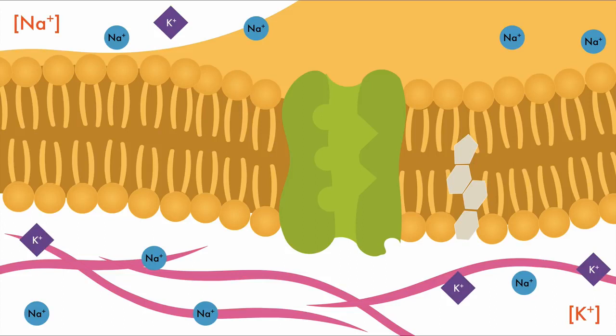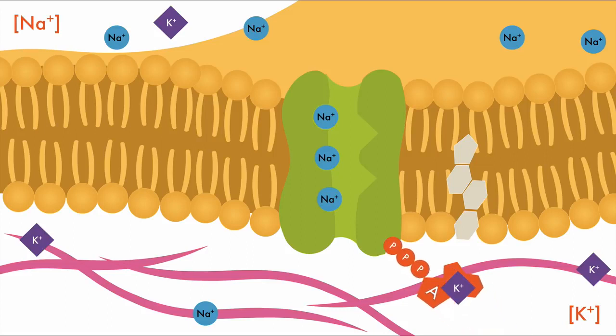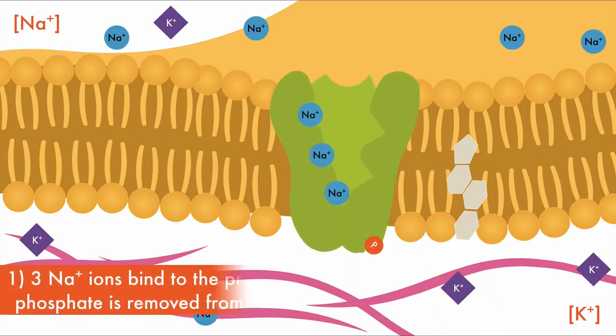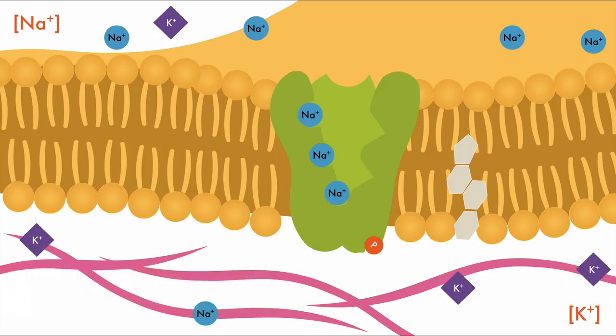Let's see how this works. First, 3 sodium ions from the cytosol bind to the protein, and a phosphate group from ATP breaks off in the carrier protein. This provides energy for the shape of the protein to change, and the sodium ions can be released into the outside of the cell.